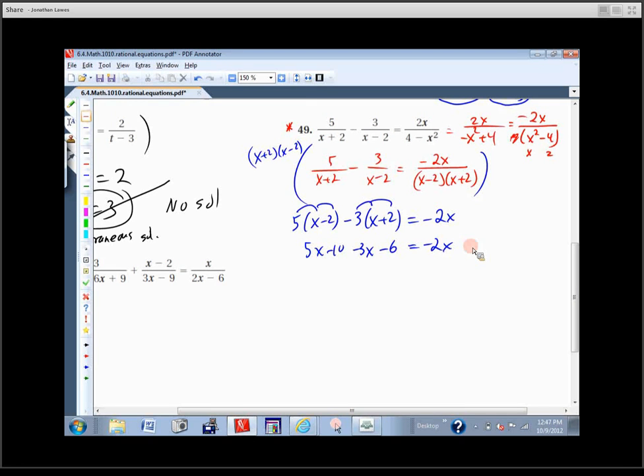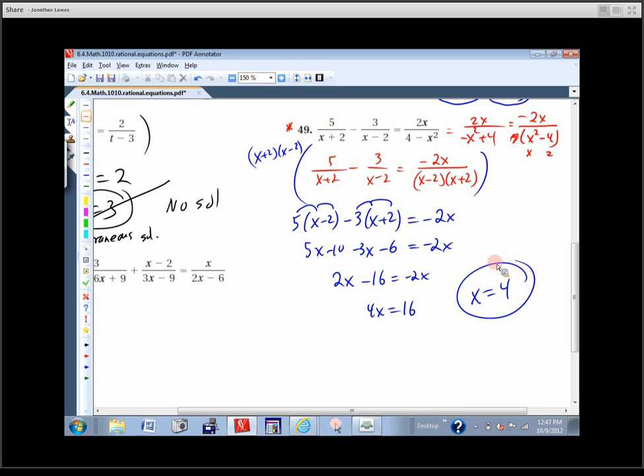We get the x on one side, get the number on the other side, and we're going to be in good shape. So this is going to be 2x minus 16 equals negative 2x. I'm going to switch places with the two of these, so that's going to be 4x over here and 16 over here. And I'm going to get x equals, well, if I divide, I get x equals 4.